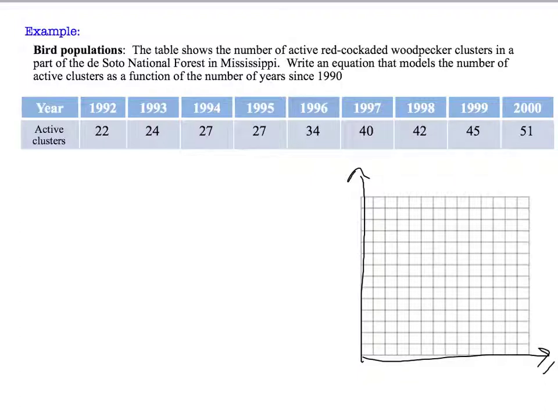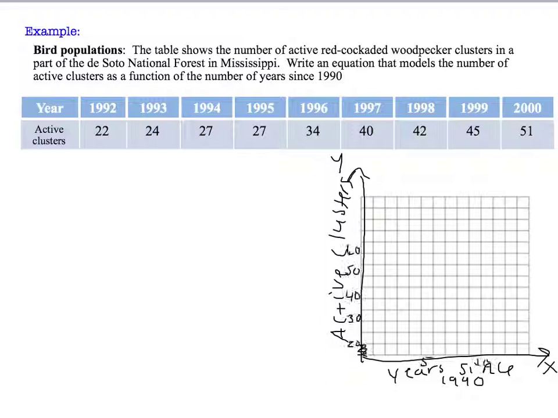So this one's going to be the x-axis. This is going to be the y-axis, and then you want to go ahead and label your axes. I've gone ahead and labeled the x-axis as years since 1990, and the y-axis is active clusters. Okay, now it's a little bit messy, but I went ahead and also labeled this axis. Every single one is going to be 1 year past 1990, so at 5 marks we have 5, and at 10 marks we have 10. So that's what I labeled there.